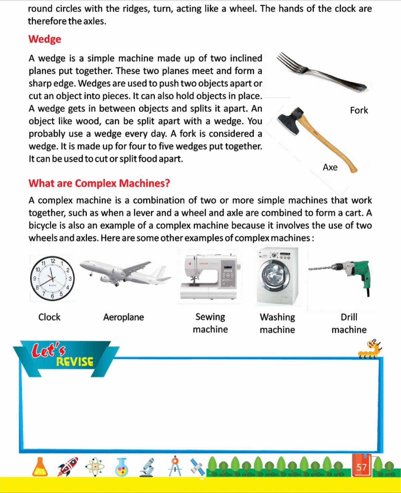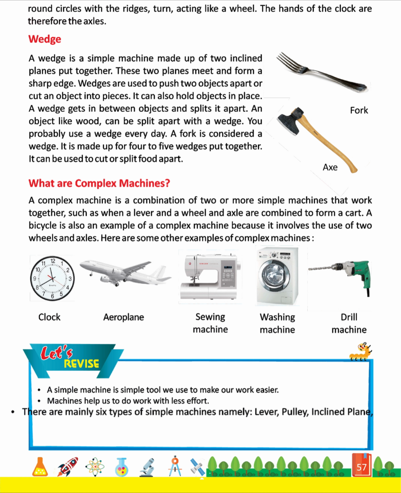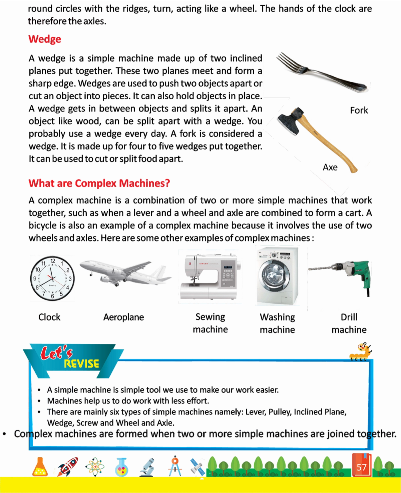Let's revise. A simple machine is a simple tool we use to make our work easier. Machines help us to do work with less effort. There are mainly 6 types of simple machines, namely lever, pulley, inclined plane, wedge, screw, and wheel and axle. Complex machines are formed when two or more simple machines are joined together.